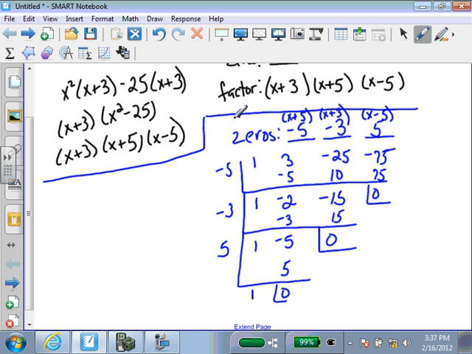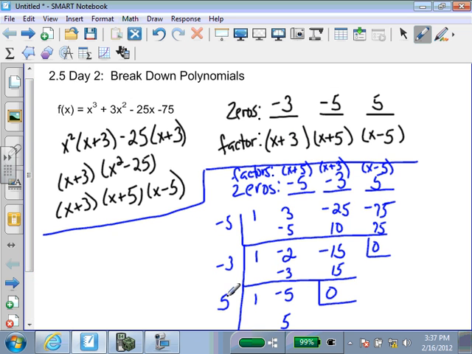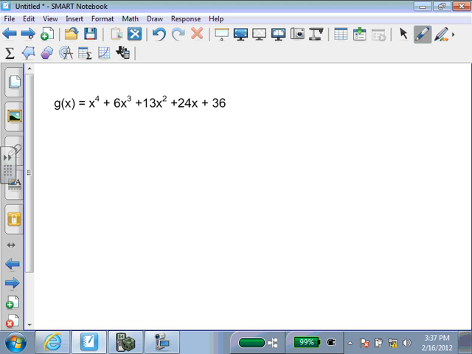So my factors, x plus 5, x plus 3, x minus 5. And my zeros, negative 5, negative 3, and 5. This is the same answer. And just because I did my synthetic divisions in this order, you could have done them in a different order. But we'll notice we get the same 3 factors and the same 3 zeros. Okay?